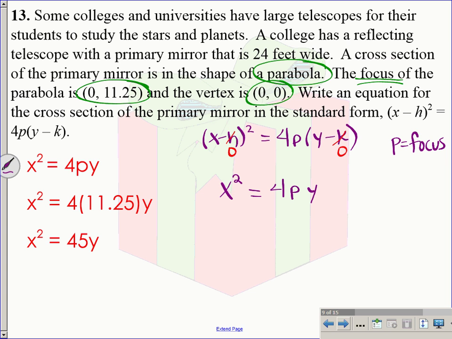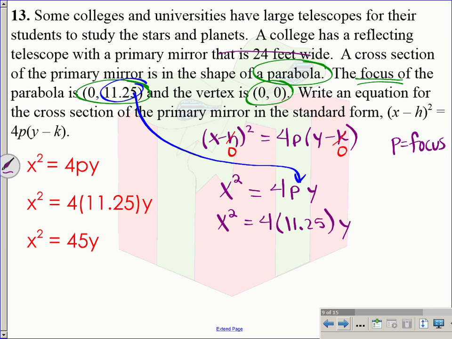And there's two pieces of information in the problem we could potentially use, the 24 feet or the 11.25. Well, the 24 feet is some distance of the mirror. This is nothing about the focus. It's just there to distract you. The part that talks about the focus is the coordinate 0, 11.25. So that actually needs to go in for p. So that we have x squared equals 4 times 11.25y. And then you simply have to multiply those together. So you get x squared equals 45y, just like you see here.